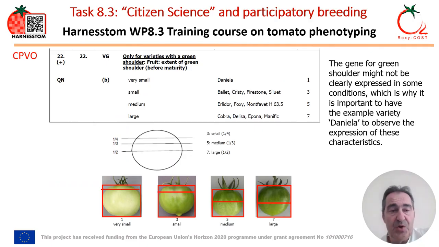The CPVO protocol gets even more precise, with the trait number 22 describing the extent of the shoulder when it is present. It distinguishes 4 classes, ranging from very small to large. In the large class, the green shoulder encompasses up to the entire peduncular half of the fruit.